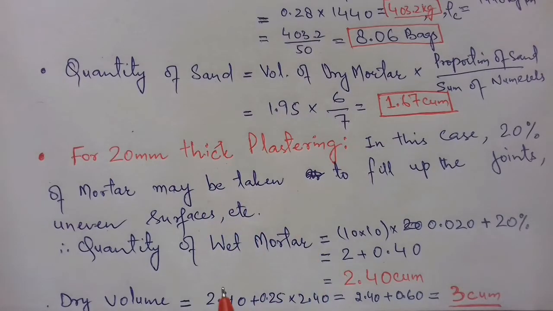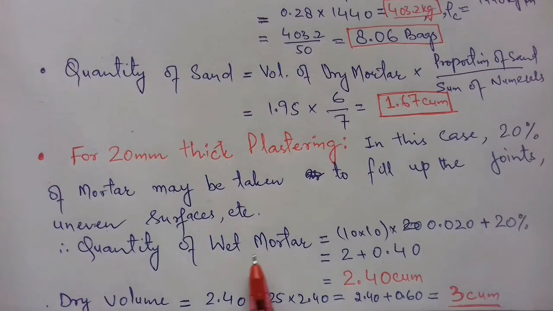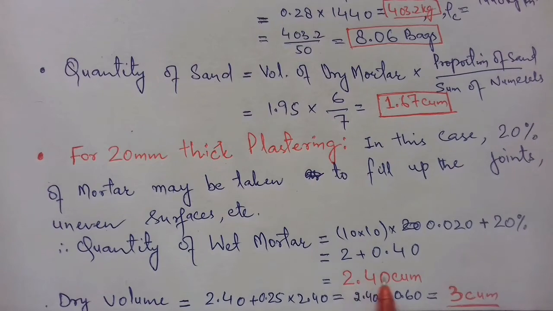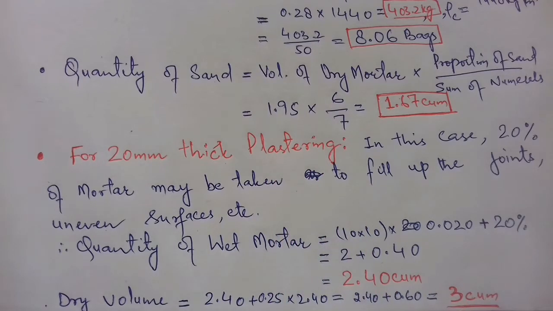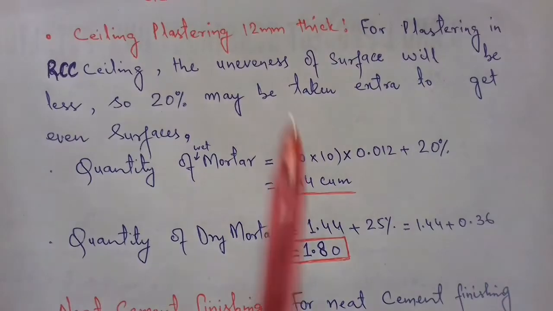Now dry volume is calculated by increasing this quantity by 25%. So you see here it is 2.40 cubic meter quantity of wet mortar plus 25%, that is 0.25 multiplied with the same quantity, and we get our dry volume of 20 mm thick plastering wall equal to 3 cubic meter.